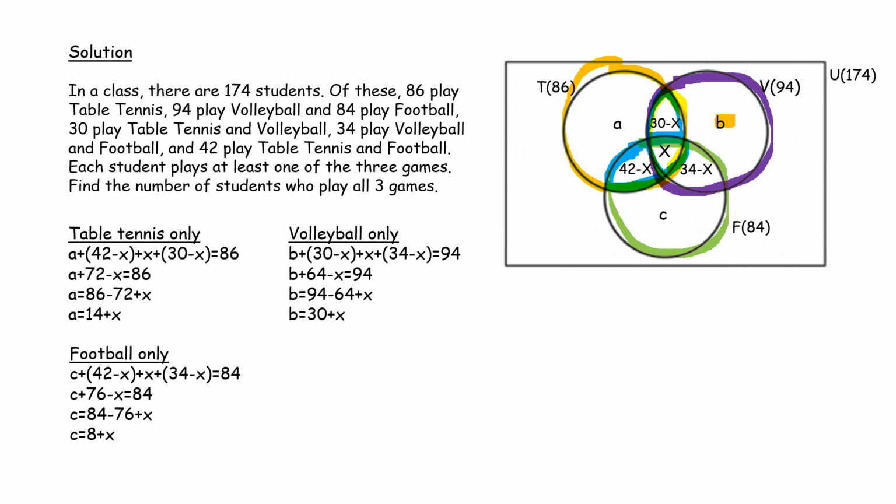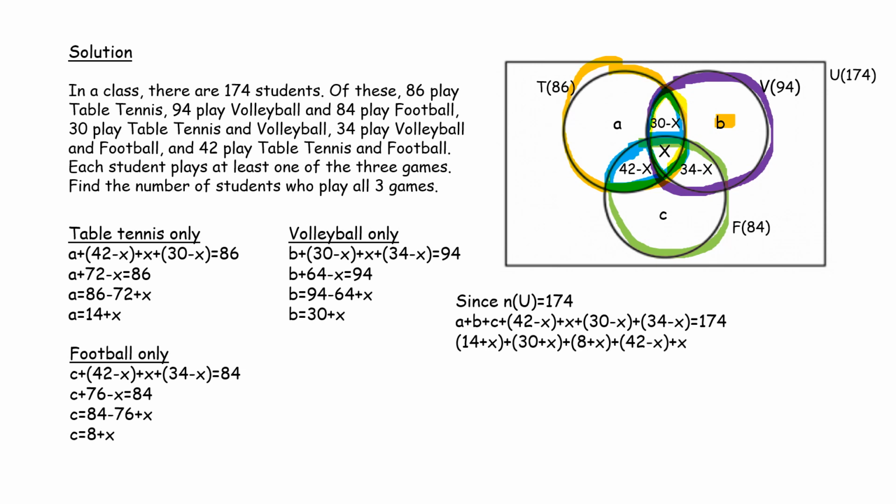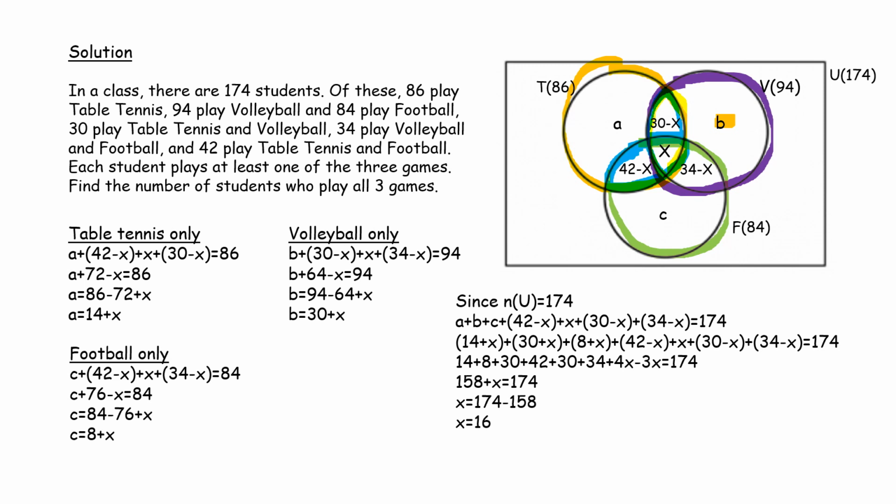So now we know A, B, and C in terms of X, and we know the value of the universal set. So we can now substitute for A, B, and C in our full equation. Here we substitute for A, 14 plus X, for B, 30 plus X, for C, 8 plus X, and then we add up all the other regions in the Venn diagram. And then we group the like terms together. When we group the like terms together, we'll find that X is equal to 174 minus 158. We find that X is equal to 16. That means that 16 students play all 3 games.